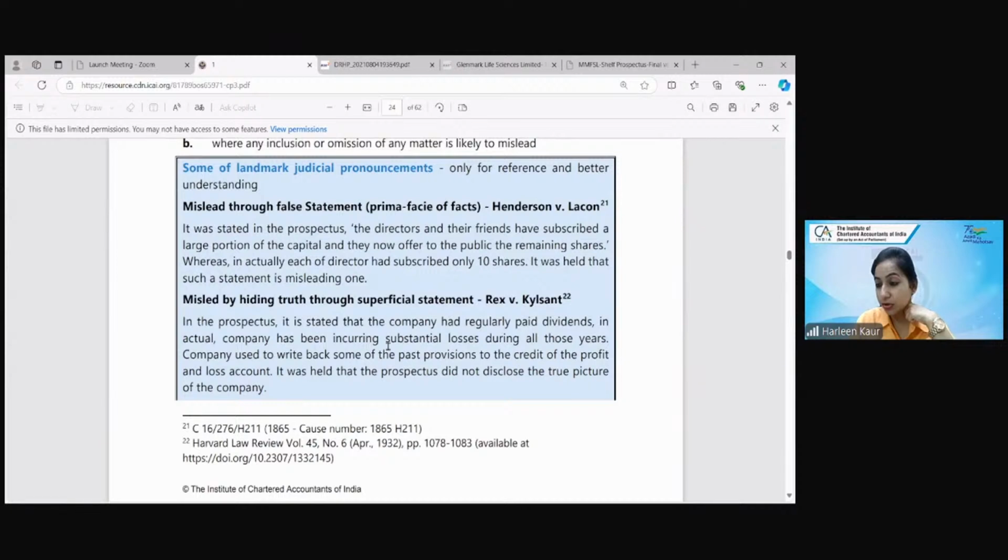Good, Ashutosh. Yes, Avinash, that is absolutely correct. But you have to issue the red herring prospectus 3 days prior to the fresh issue.